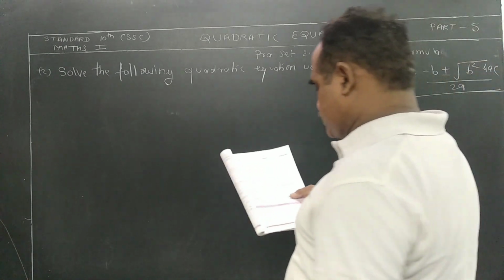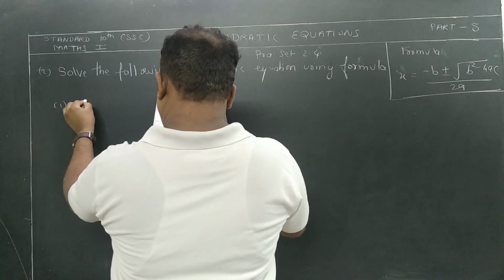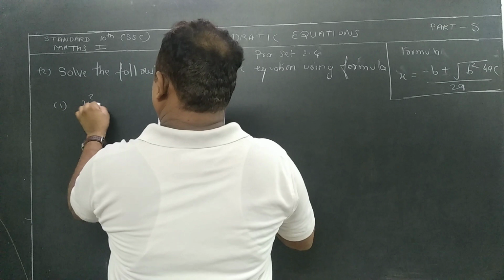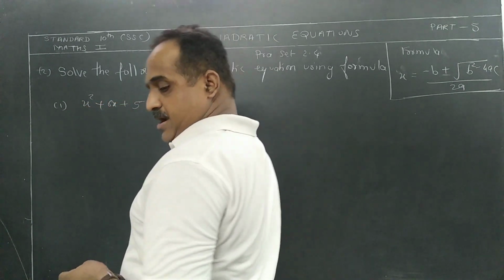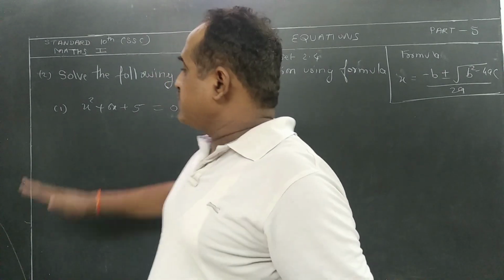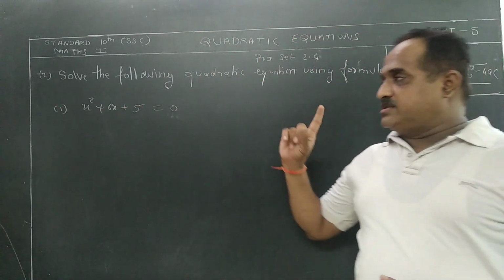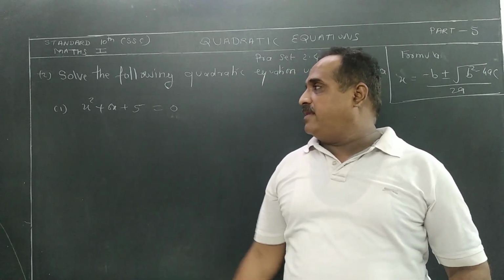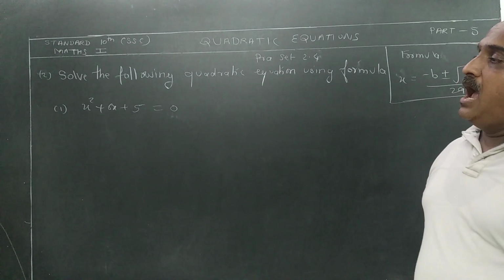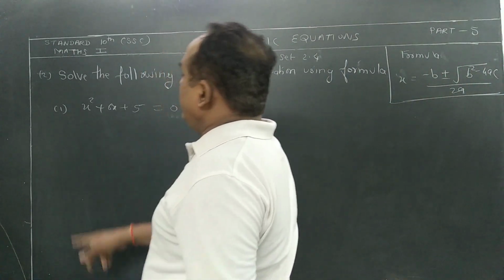I am going to do the first question. First question is x square plus 6x plus 5 is equal to 0. Now, see, this question can be done by using factorization method, by completing the square, and we are going to do the third method, that is by using formula. By using formula, how are we going to do it?